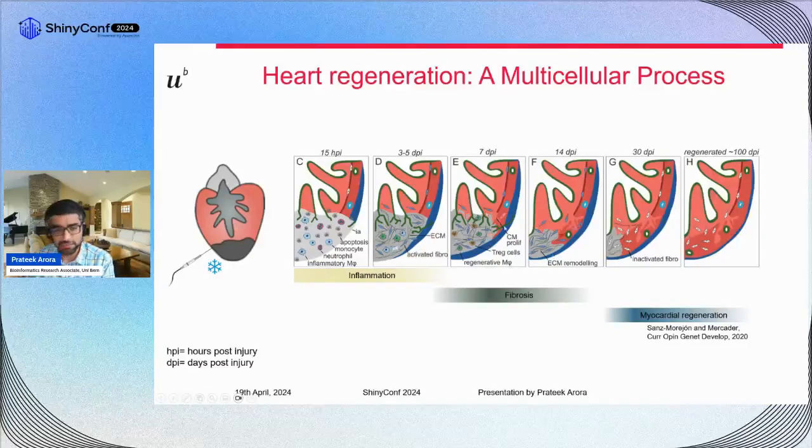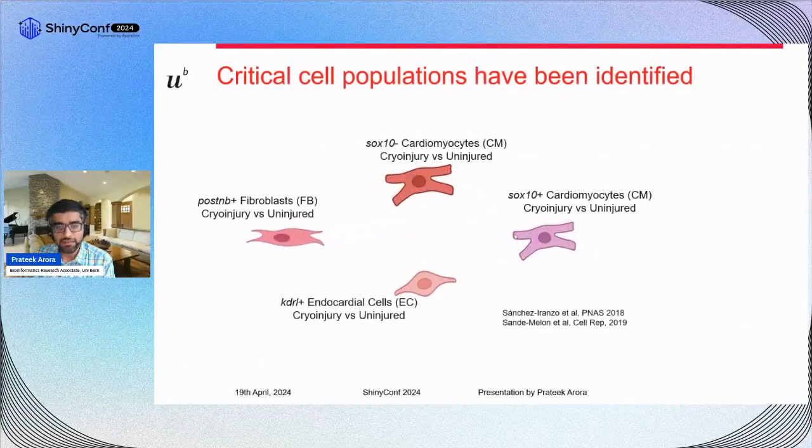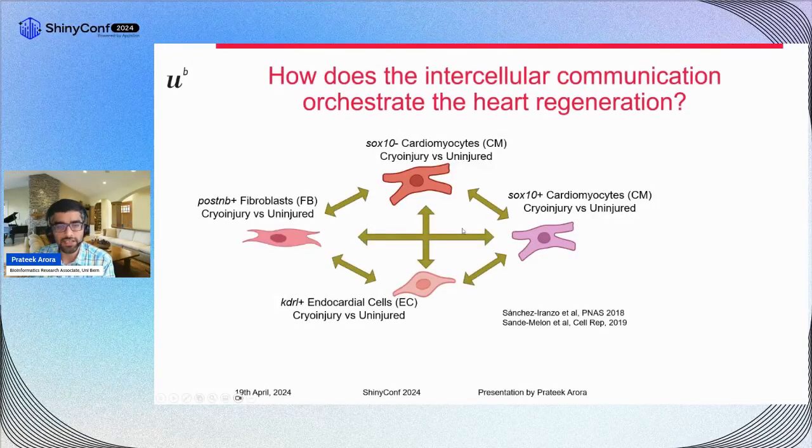Now, as you can already see, probably from this schematic, which might be too complex, there are multiple cells involved in this whole process. And we in the lab had already identified a few of the cell populations which are important for the regeneration process. And we now wanted to understand, of these critical populations that were identified already, how do they communicate with each other?